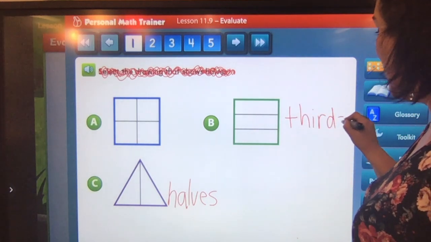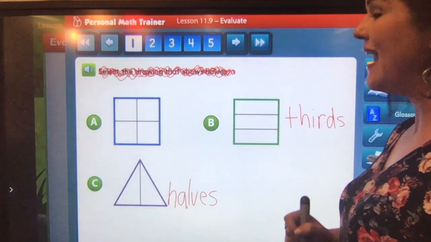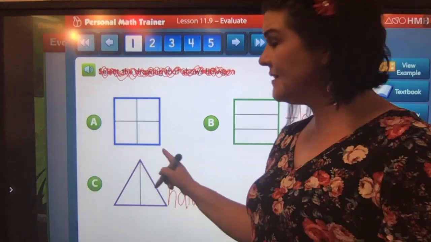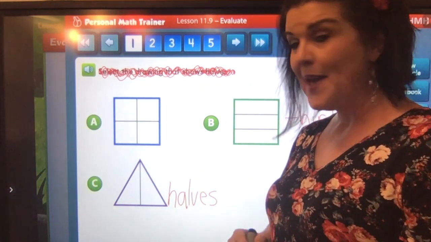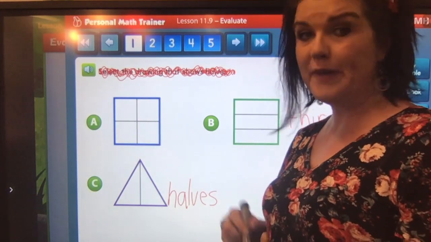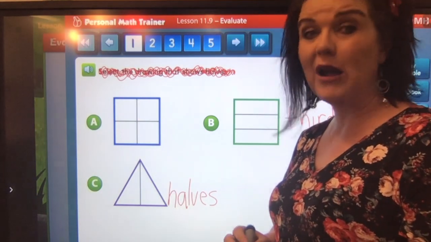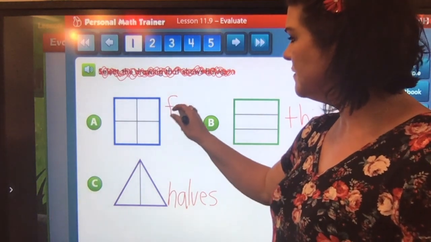Thirds, and that's that IR sound together in that word, okay? And then when we come over to this square, you can see how we have made two lines and they have crossed each other and they have created four equal parts. When you have four equal parts, that is called fourths.